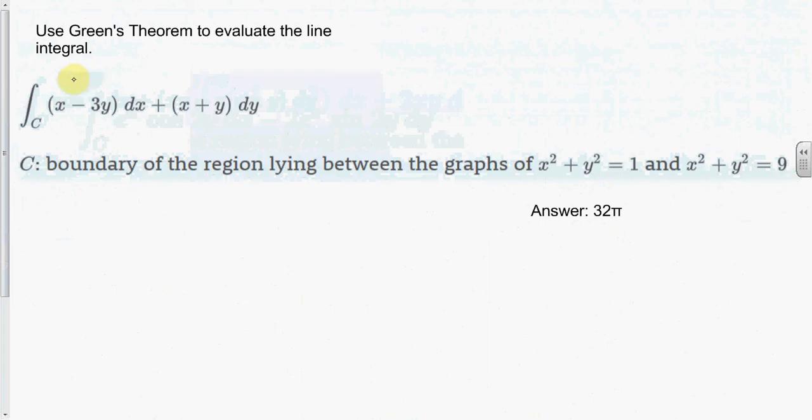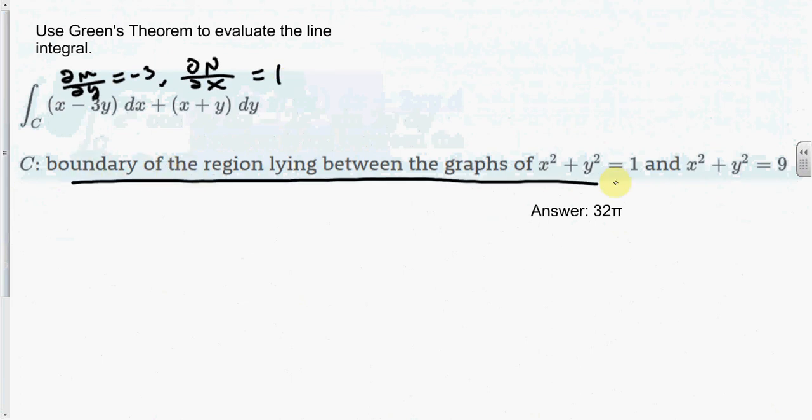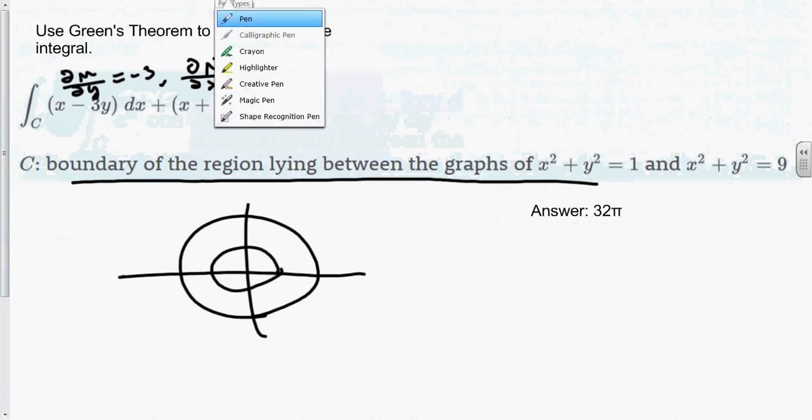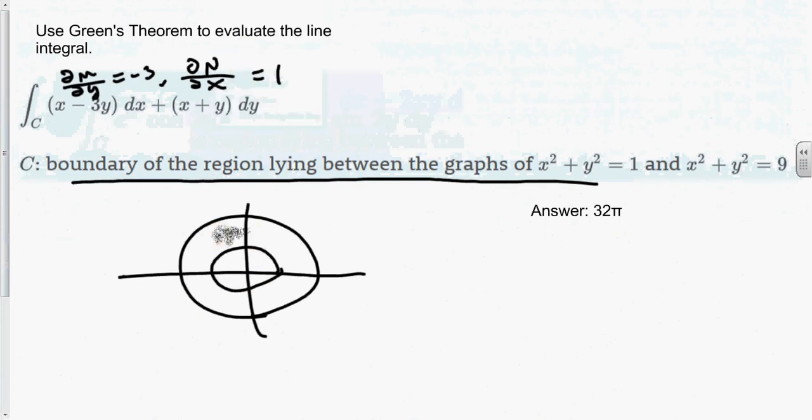So for Green's theorem, I need to compute the partial of m with respect to y. This is -3, and the partial of n with respect to x is 1. So the boundary of the region lying between the graphs of two circles, one circle is radius 1, and one circle radius 3. So we're looking for the wheel.